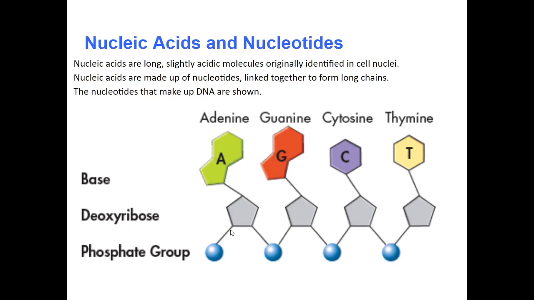You'll notice they have a very similar structure. They have a phosphate group as what we call the backbone. Then there's a sugar called deoxyribose, and then there is a base. Now this base is what is different in all four. Adenine and guanine are what we call purines. They're larger double ring structures. They have two rings on them. And cytosine and thymine are pyrimidines. They're single ring structures.